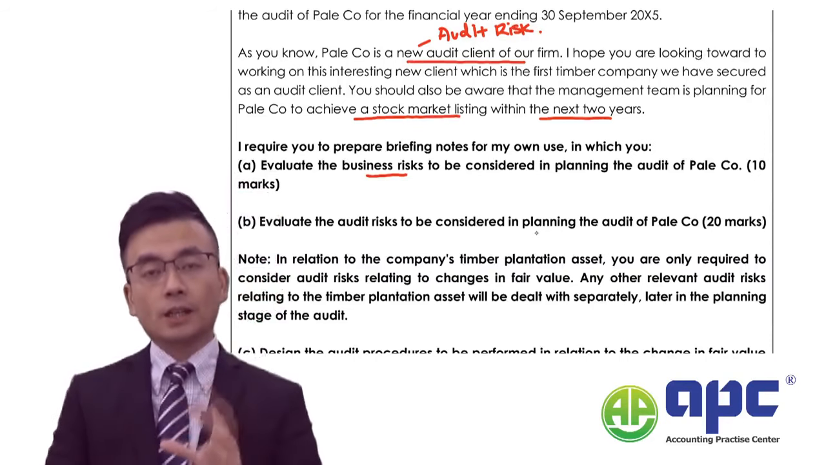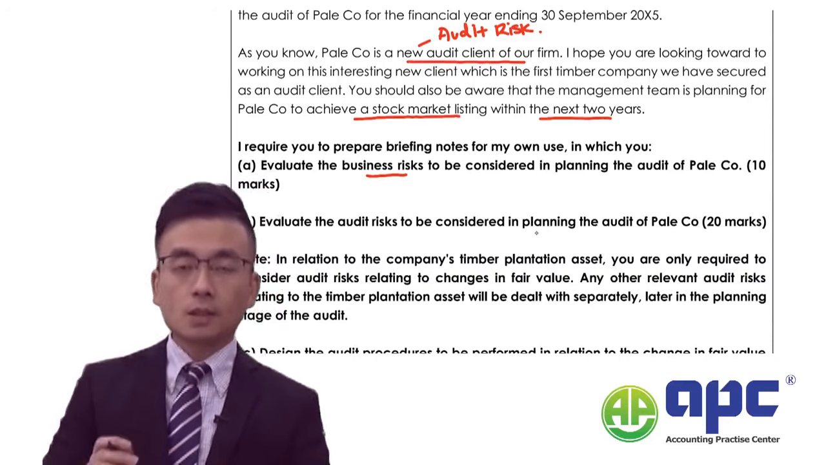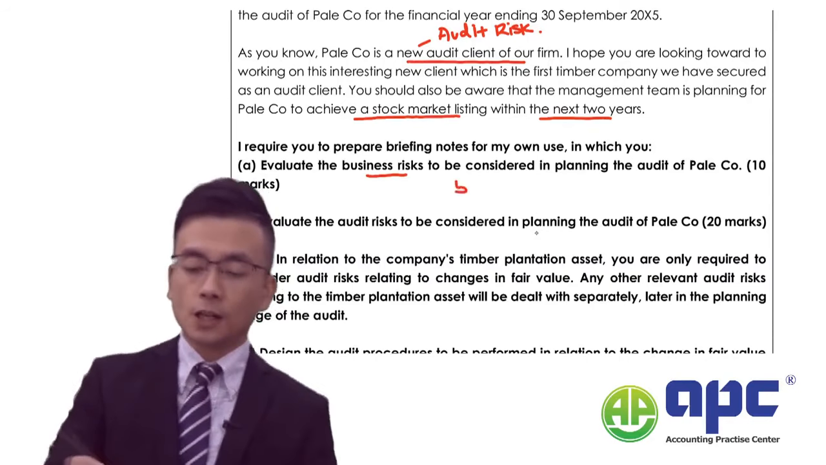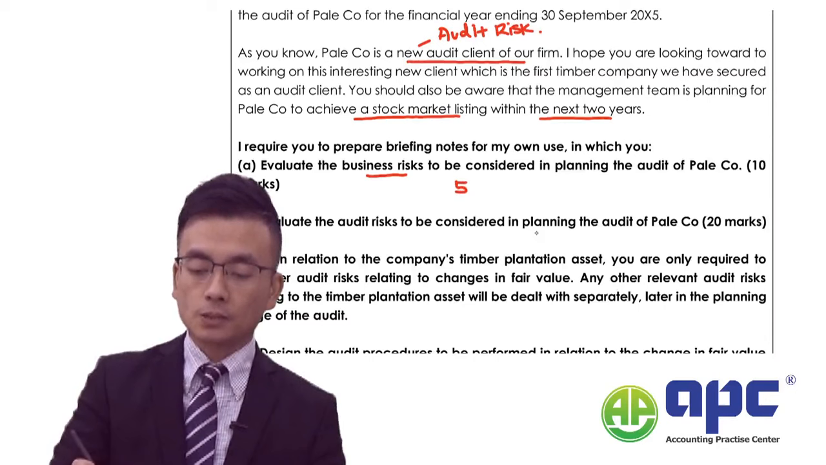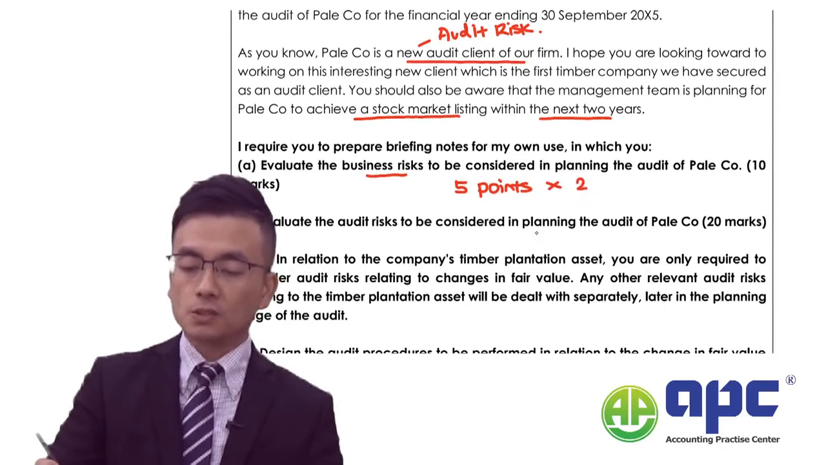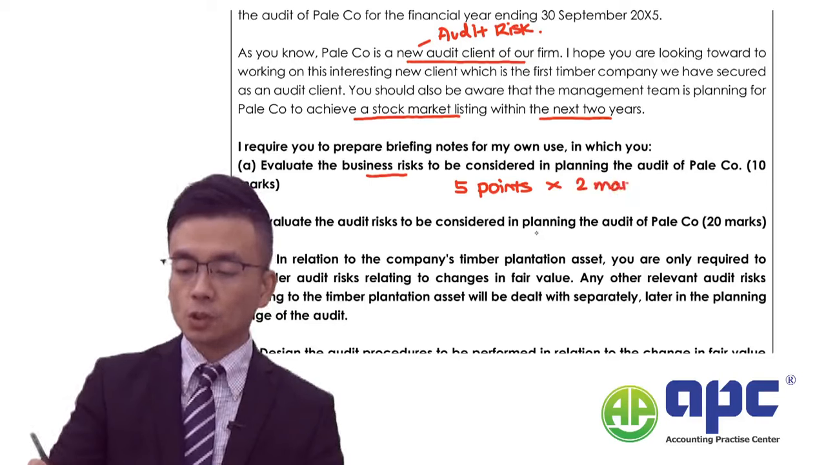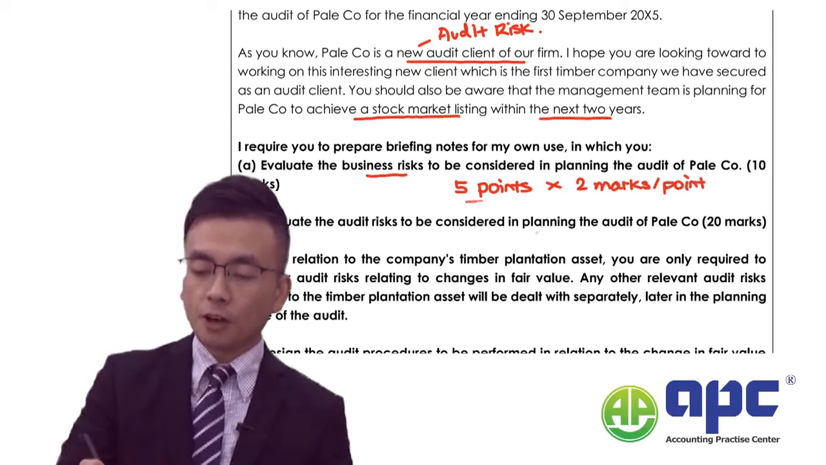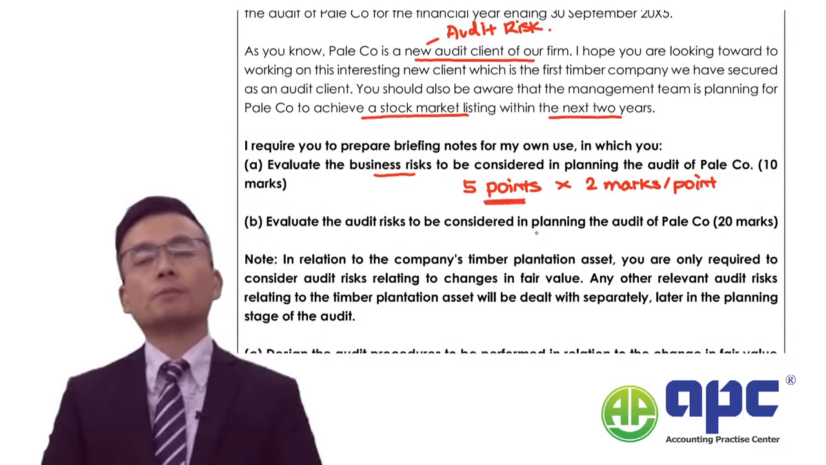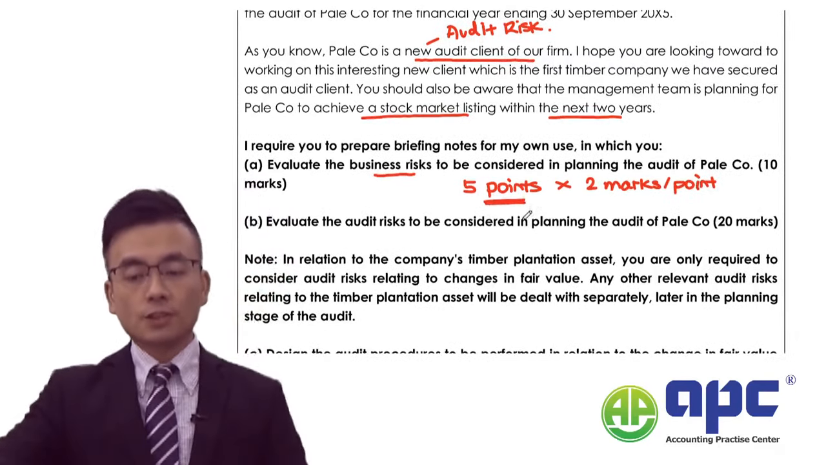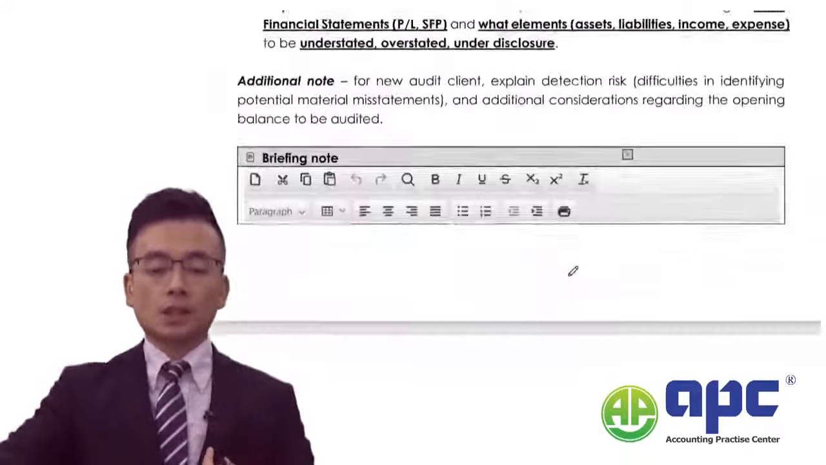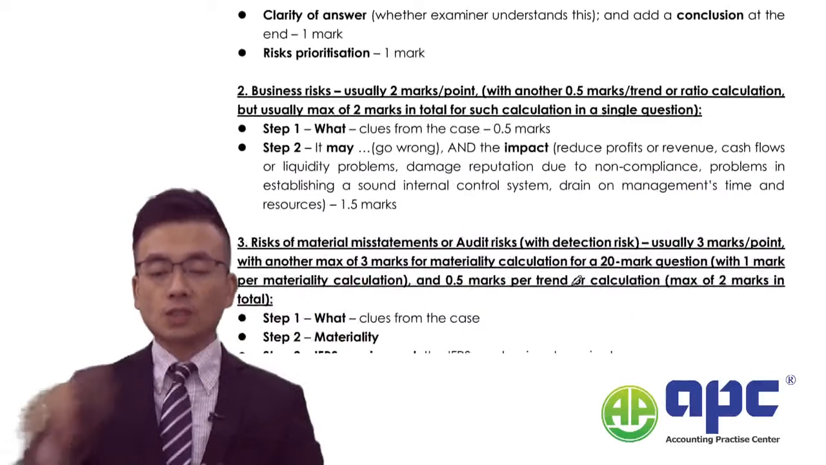So remember, in our exam, 10 marks here, how many business risks are you expected to identify? If I were you, I would pick 5 points for that, because each business risk may constitute 2 marks per point. So 5 business risks would be absolutely enough there. For a business risk question, which means the risk that a client's profit may go down, I decide to use the 2 steps approach.